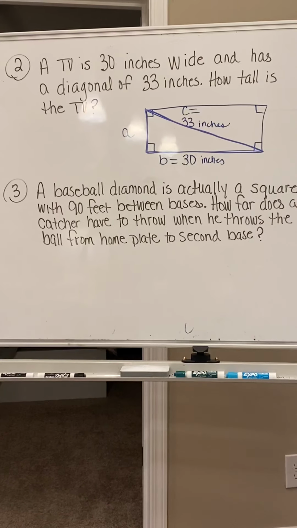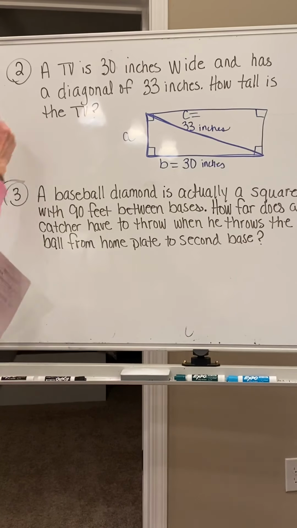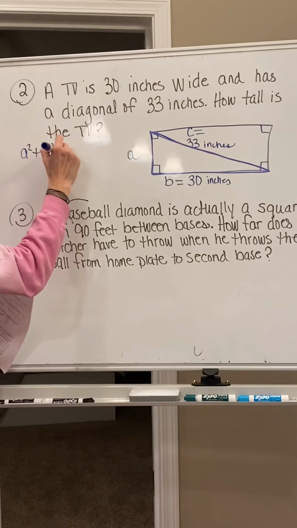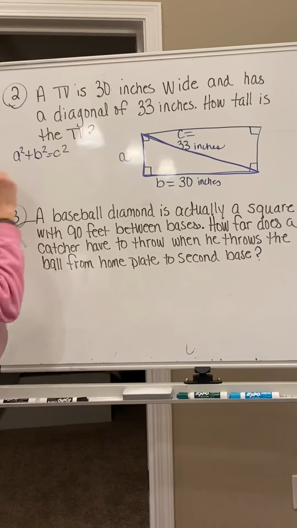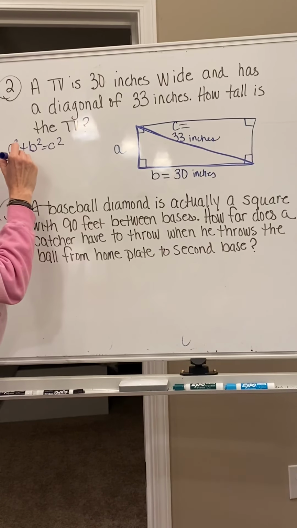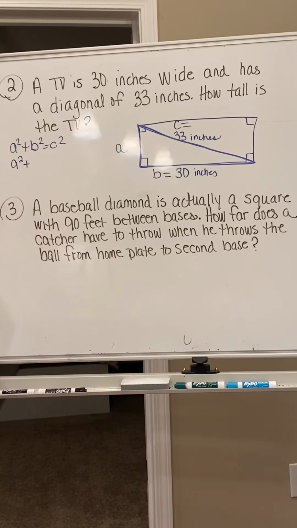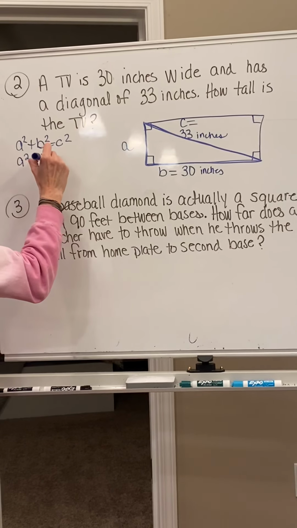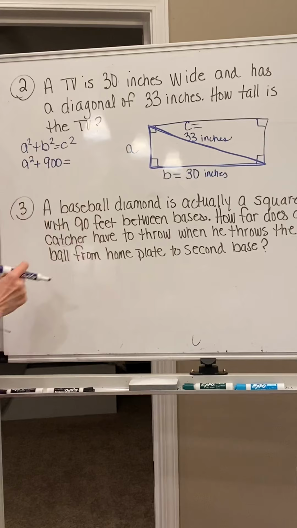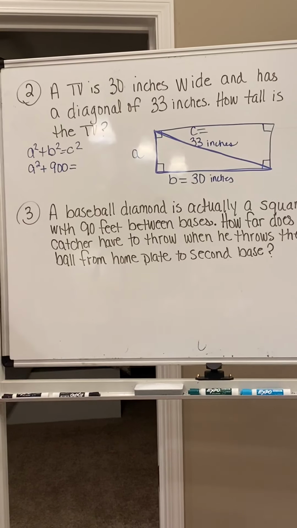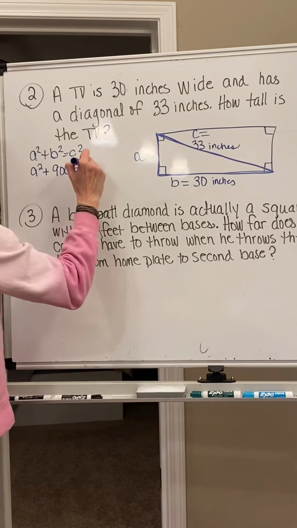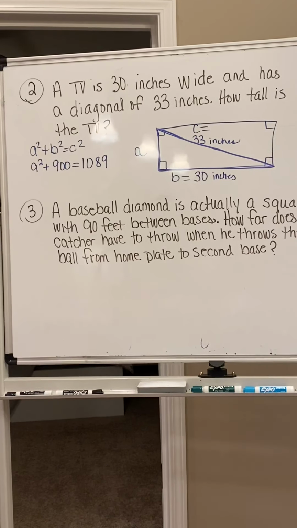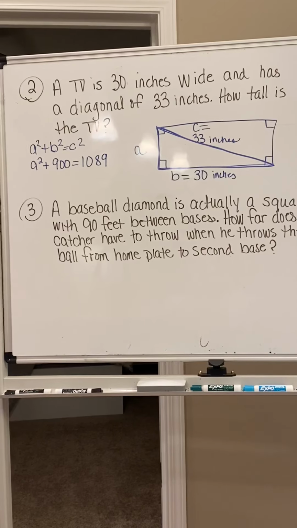So you've got to think about this a little bit differently when we're solving for a leg. A squared plus B squared is C squared. I don't know what A is, so I don't know what A squared is yet. B is 30, and if you do 30 squared, that is 900, and C is 33, and if you do 33 squared, that is 1,089.